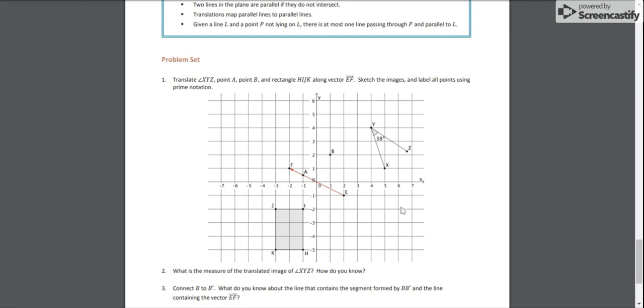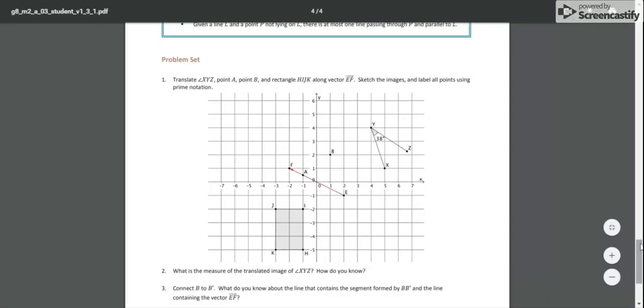And then the cheat is to figure out how E is getting to F. So I would look at my direction. I know that E is going to move 1, 2, 3, 4 units to the left, and then 1, 2 units up. So I would take each of these points and I would move it 1, 2, 3, 4, and then 1, 2. And then this will be my X prime. So that's pretty much what you're going to do for number 1.